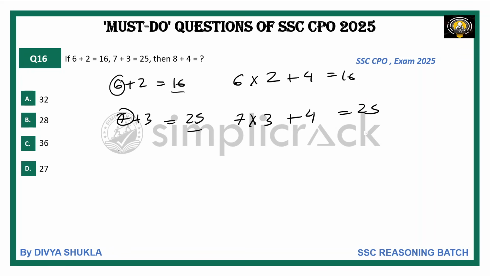You have numbers a and b. What you need to do is ab plus 4 in order to get the number. Just a pattern. Now you need to find the value of 8 plus 4.